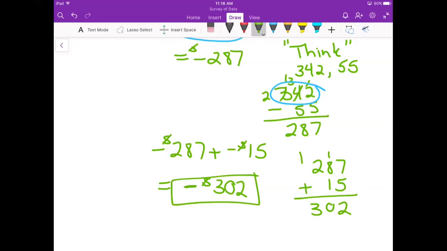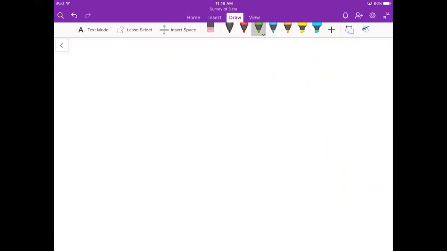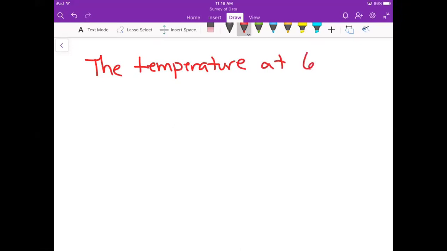Okay, so got good practice there doing both scenarios. Final application I want to look at is looking at temperatures and change. Temperatures can involve negative numbers. Okay, so at this particular time, the temperature at 6 a.m. was negative 3 degrees Fahrenheit.